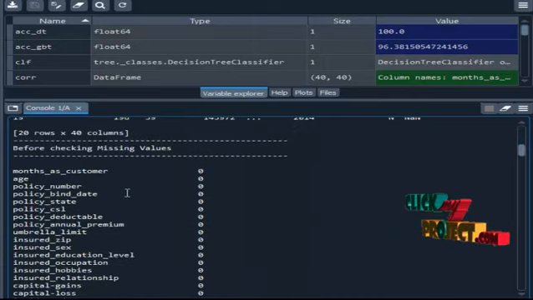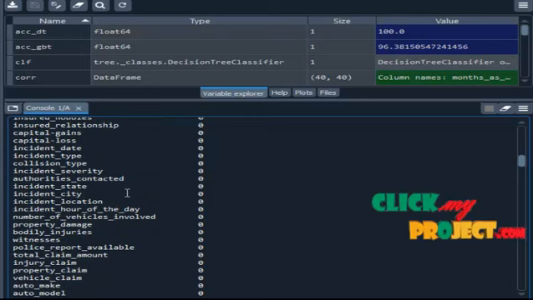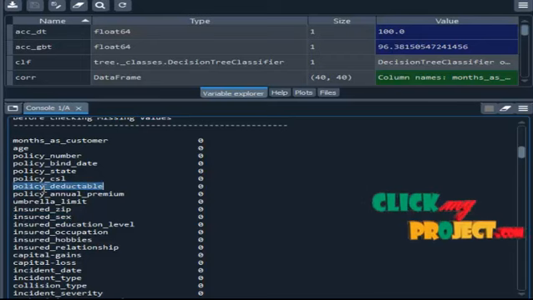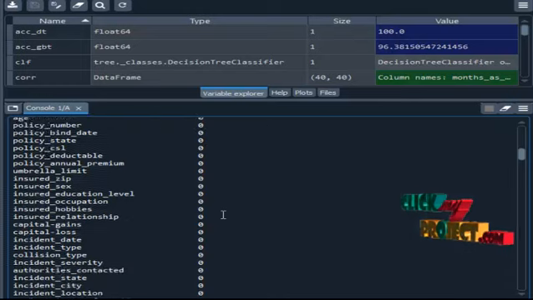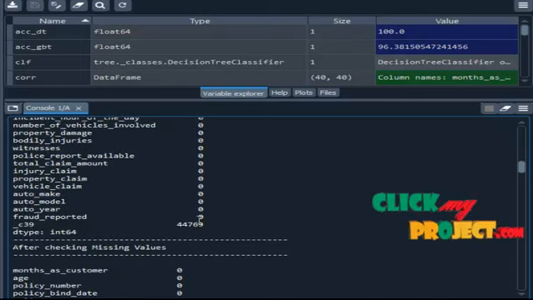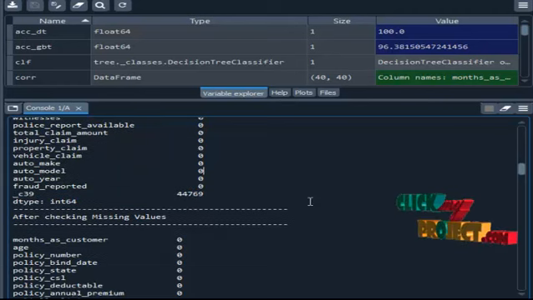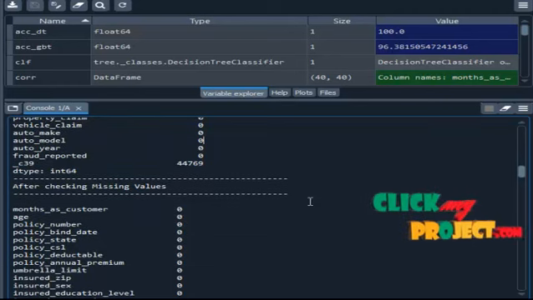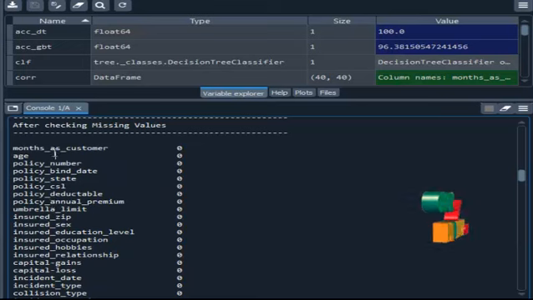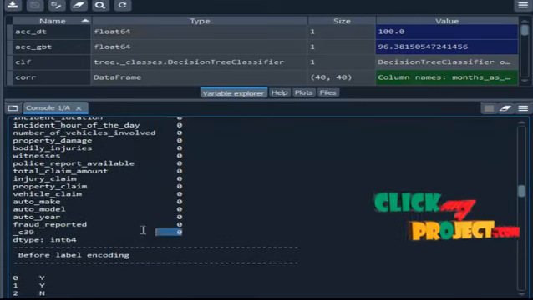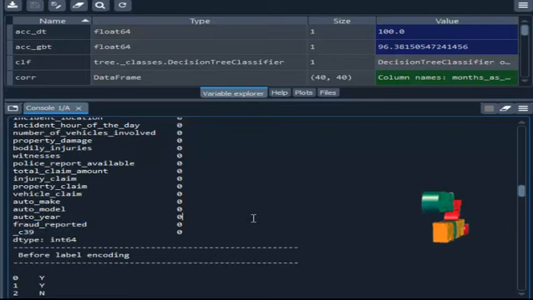Then pre-processing. Here we are checking whether any missing values are present in the dataset. These are the columns present in our dataset. The zero indicates there are no missing values. This is the total number of missing values present. After checking missing values, these are the columns, and zero indicates there is no missing value. Finally, we replace the missing values by zero.